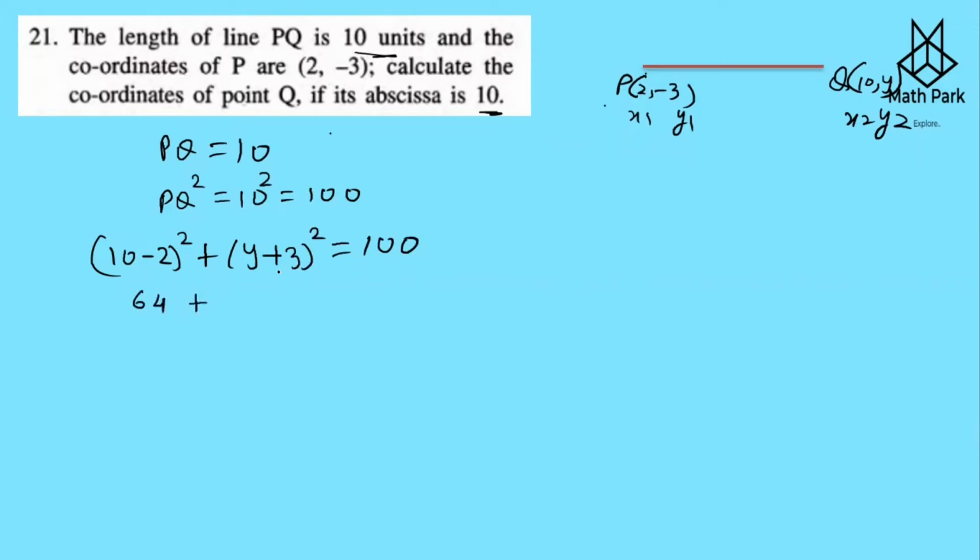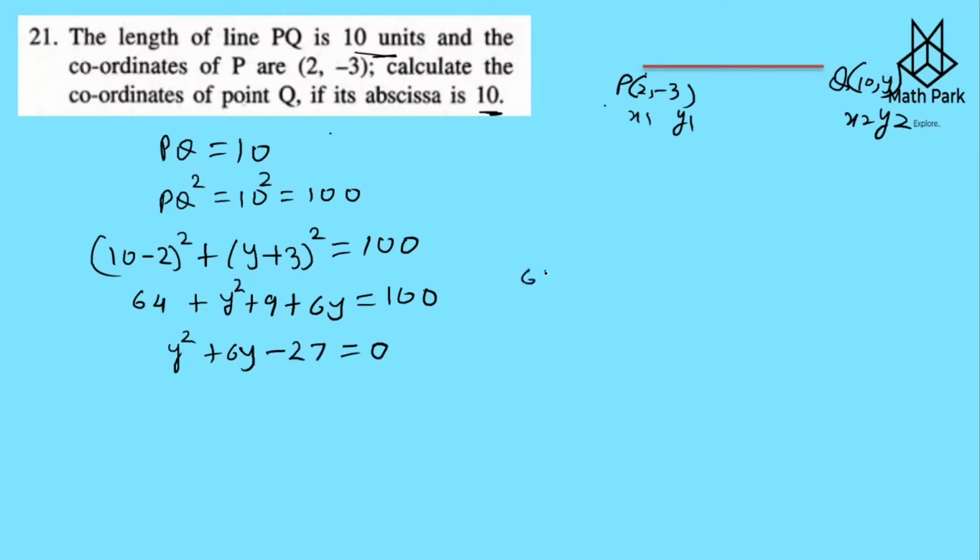Let us use (a plus b) the whole square. So a square, that is y square, plus b square, that is 3 square is 9, plus 2ab, 2 times 3 is 6, so 6y, is equal to 100. And now we have here y square plus 6y. Now this is 64 plus 9 is 73. And 100, if this 100 comes here, it becomes 73 minus 100. So which we get as minus 27 is equal to 0.